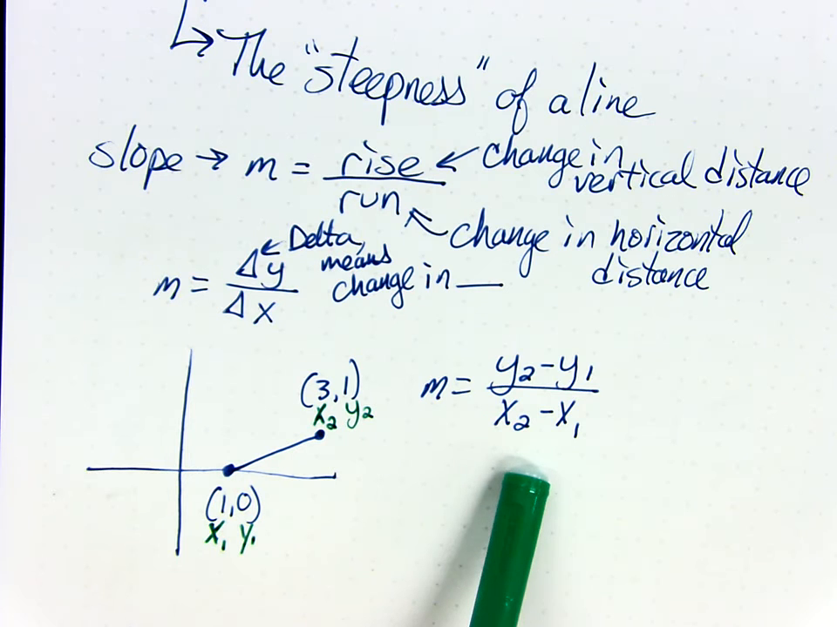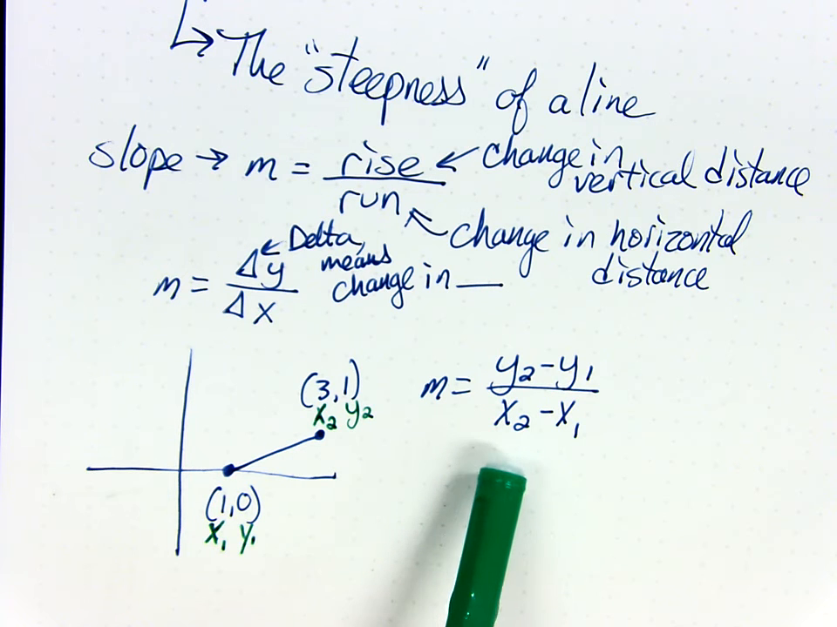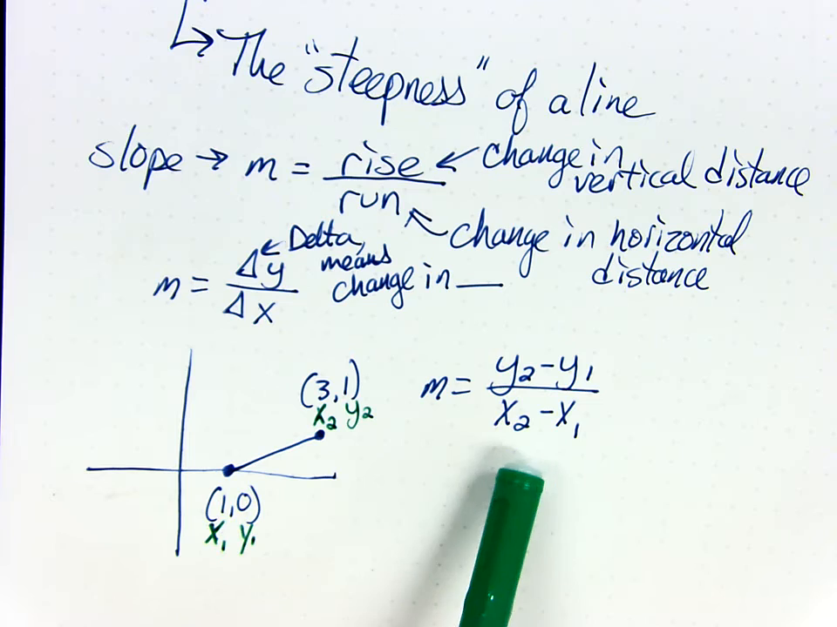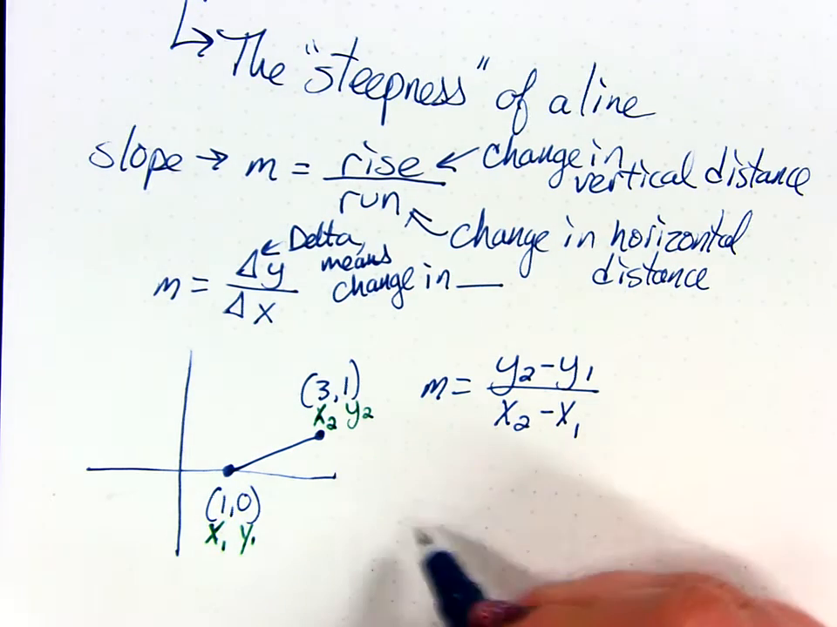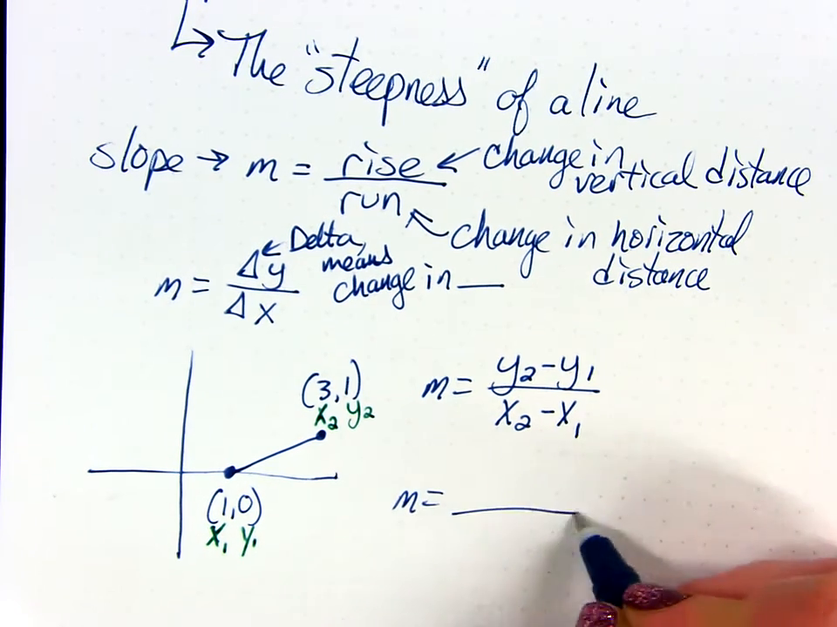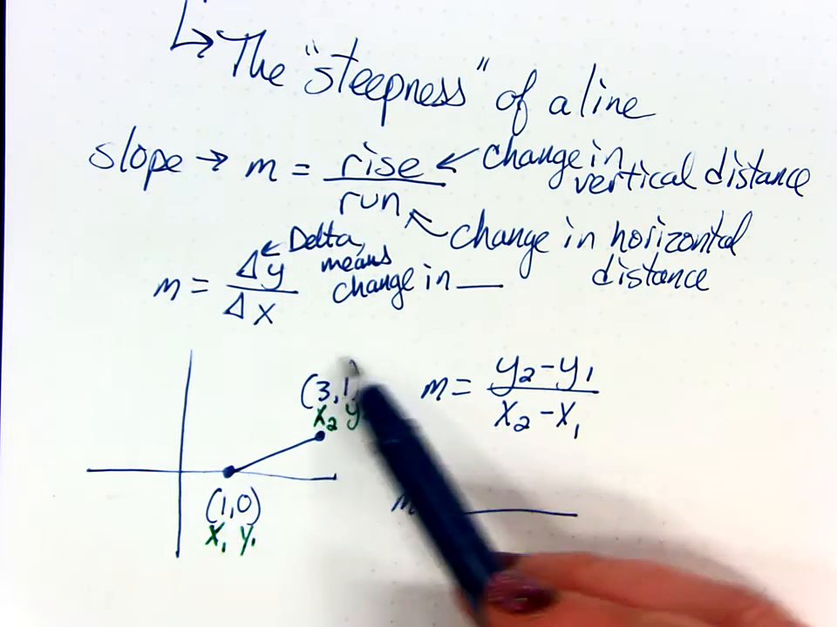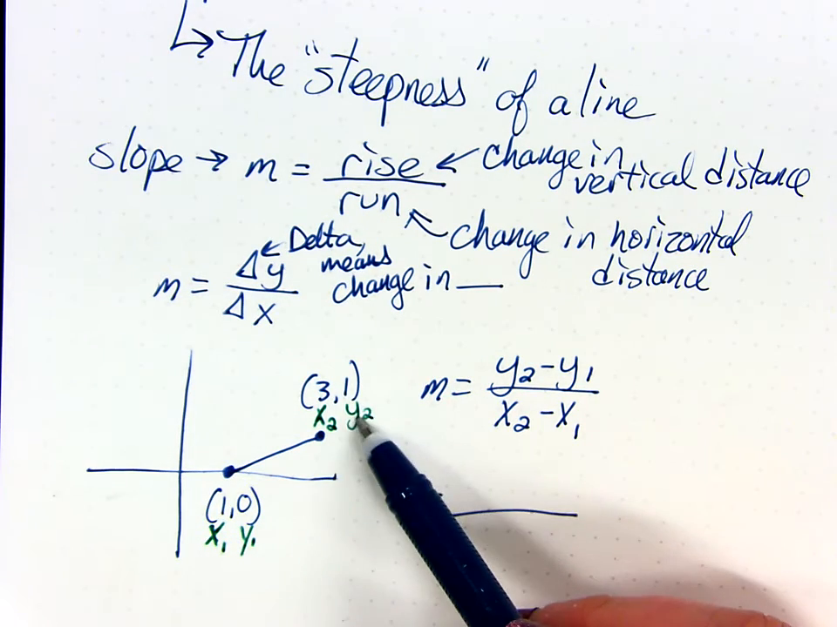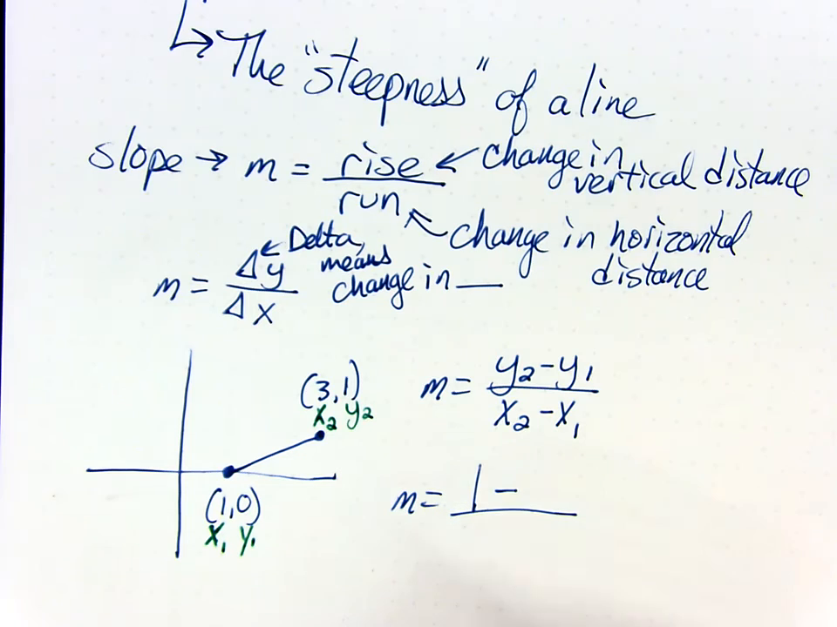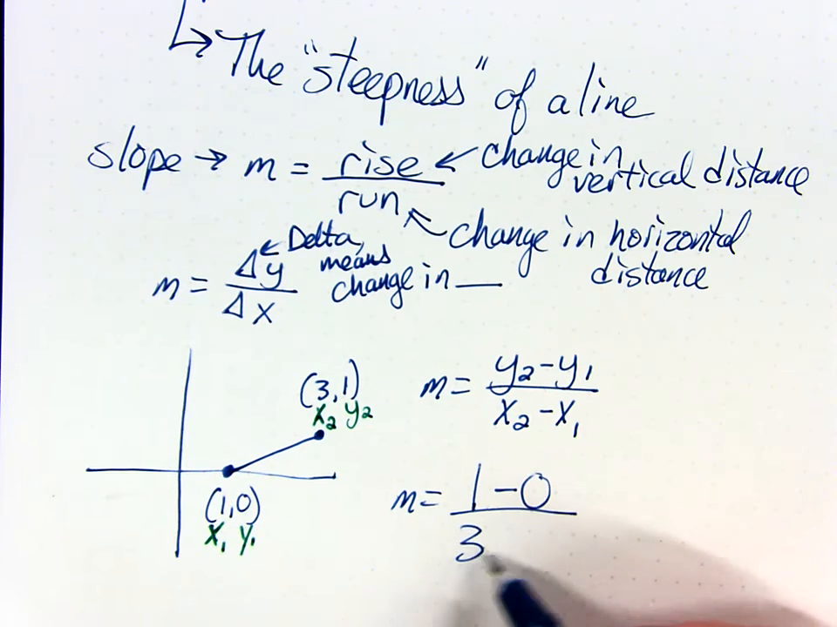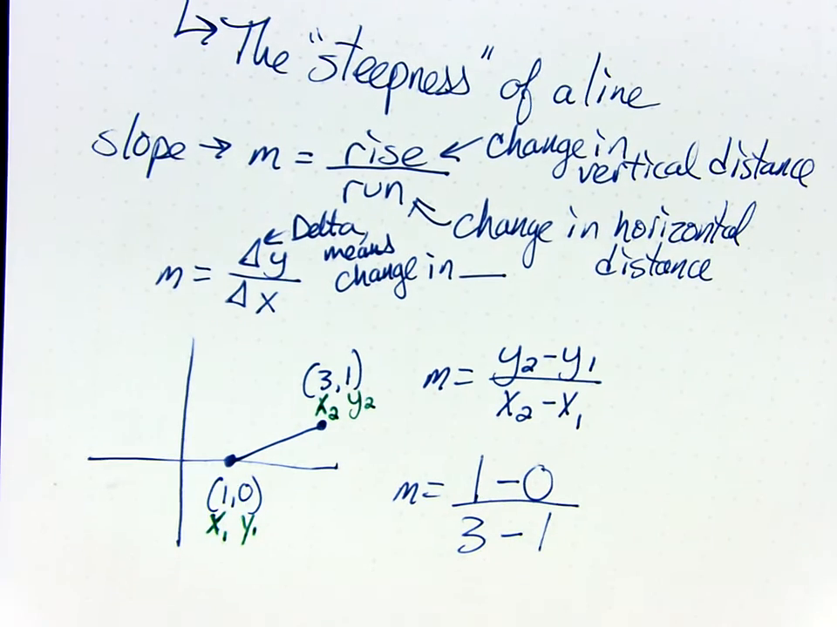So if this is my formula, I just have to plug in all the numbers wherever they go, right? So m equals, let's see, y2. What's y2 in this? 1, right? y2 is 1. So 1 minus y1 is 0. Then downstairs, x2 would be 3 minus x1, which is 1. Ta-da! And now I just do the math.